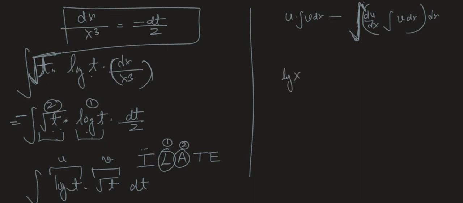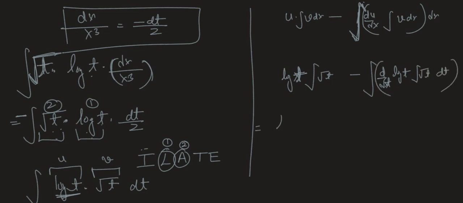This as it is, log t as it is, first as it is, integration of root t, minus derivative of first. What is the derivative, d by dt of log t, integration of root t dt. This is what we are doing.